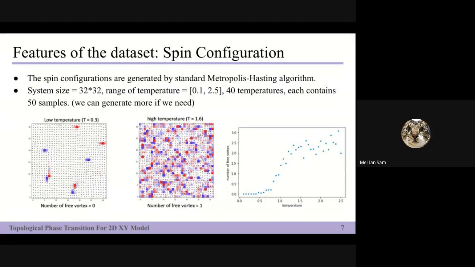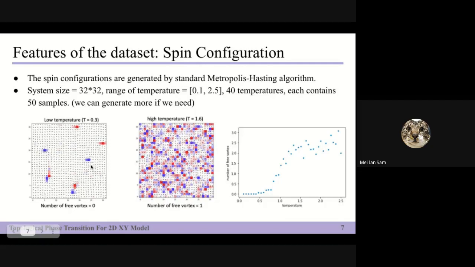Okay, I'm going to introduce the dataset and the proposal for the machine learning study. We generate the XY model spin configurations by the standard Metropolis algorithm. The system contains 32 squared spins. We simulate 40 temperatures starting from 0.1 and ending at 2.5. Here is the configuration of low temperature and high temperature. The red color represents the vortex, and the blue color represents the anti-vortex.